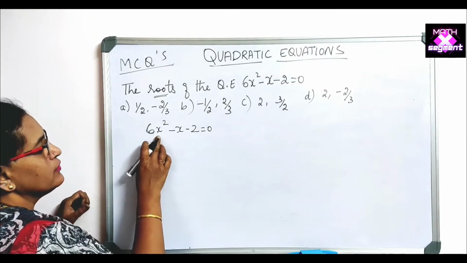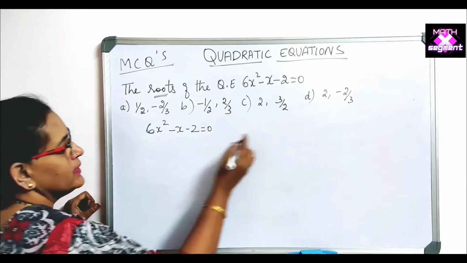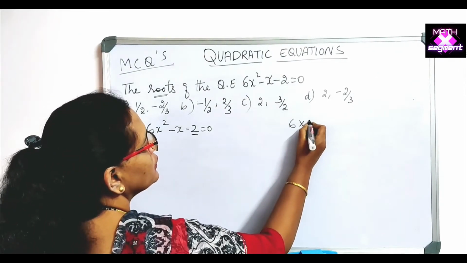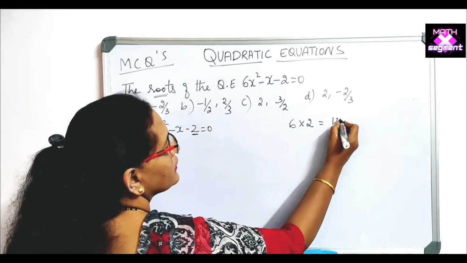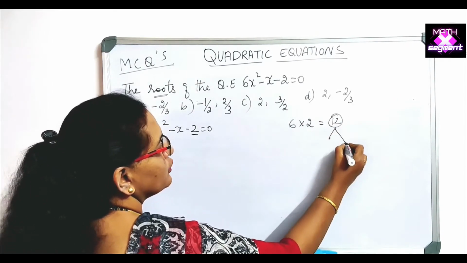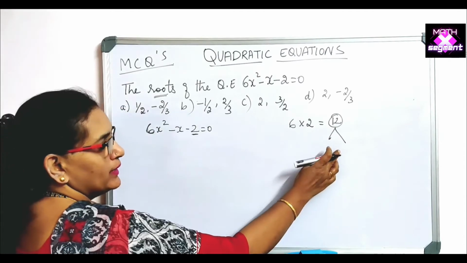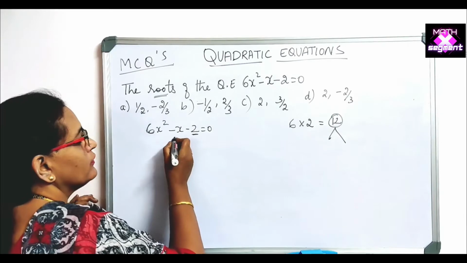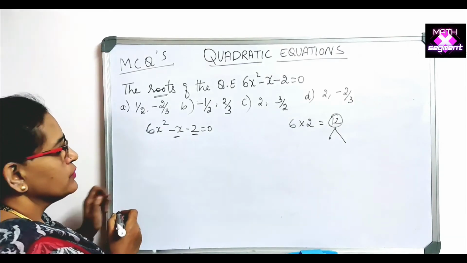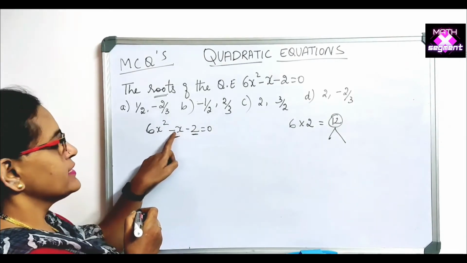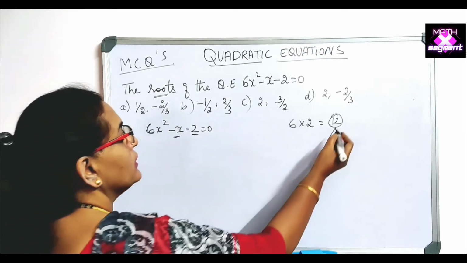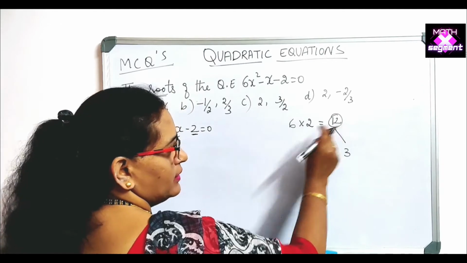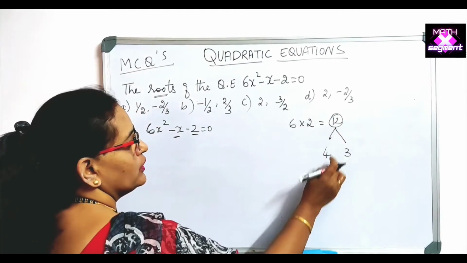Let us take the first term: the coefficient of x square is 6, and in the last term the constant value is 2. So 6 twos are 12. Take the factors of 12 so that when you multiply you get 12, and when you add or subtract you get the middle term, that is, the coefficient of x is 1. To get 1, what factors can we take? We can take 4 and 3. 4 threes are 12. So these are the two factors for 12.